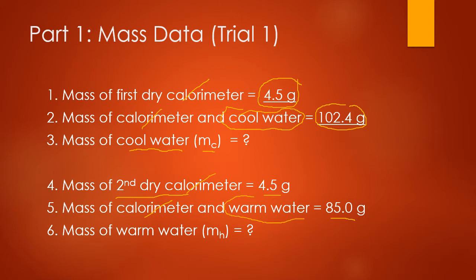Now the variable that I'm using for the mass of just the warm water, I actually used m sub h for hot instead of warm water. These are the mass values that we're going to be plugging in to the heat equation that we saw on the first slide.